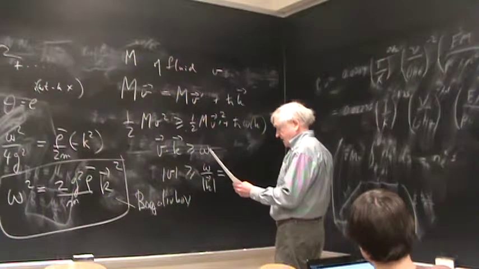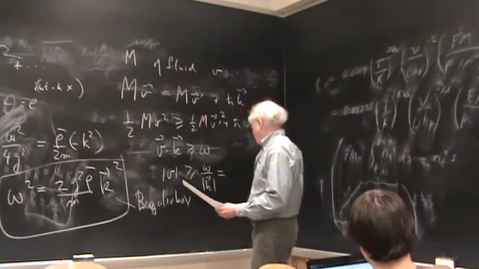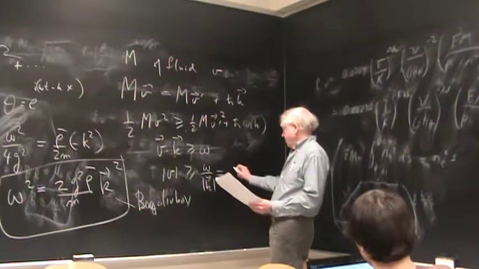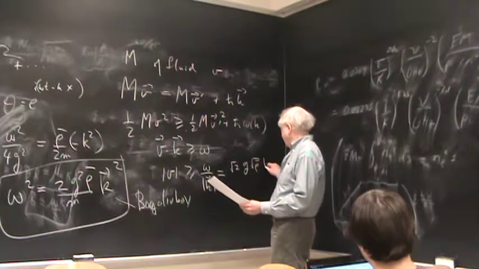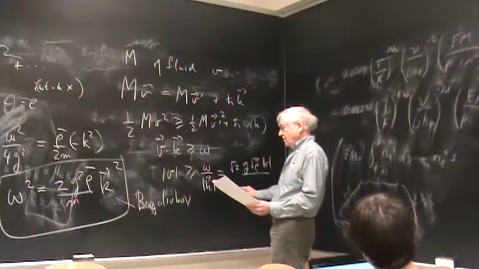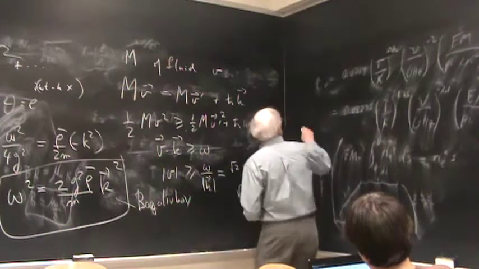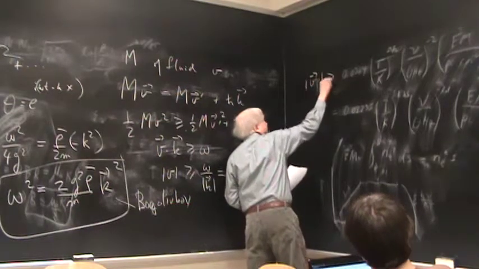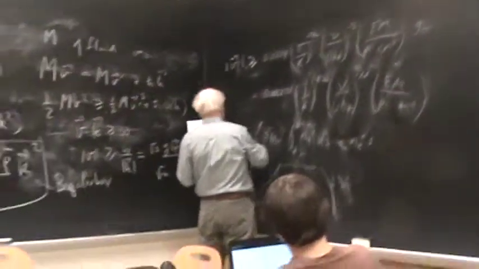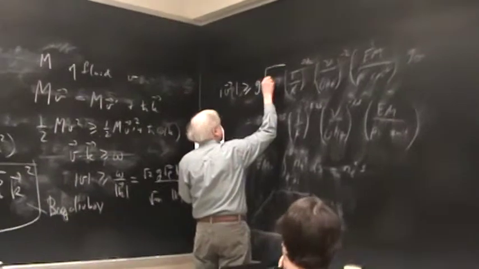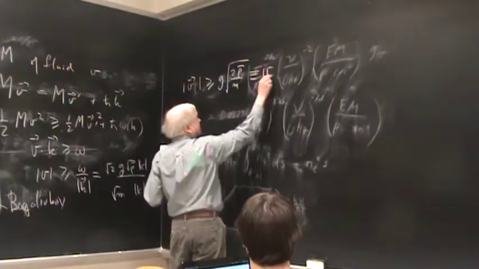But what is omega over the length of k? Well, omega is given by this thing here. So this is square root of 2 g square root of rho bar k over square root of m k. So this means that the velocity has to be greater than or equal to, well, let me read it off from this, g square root of 2 rho bar over m, which we can call v critical.